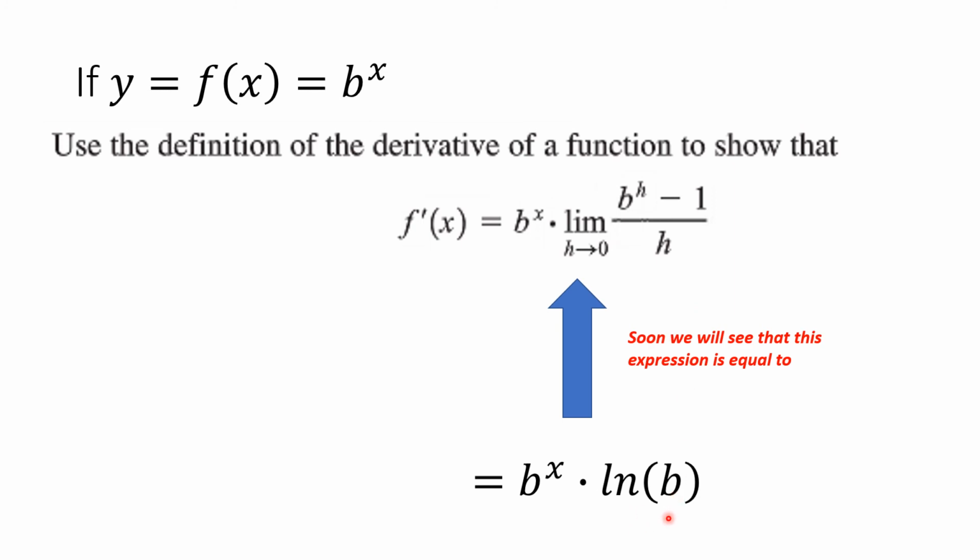But now we have another result for exponential functions. If y equals f of x is equal to b to the x, then f prime of x is equal to b to the x times the natural logarithm of b. Notice that if I let y equal b to the x, and b is e, the natural logarithm of e is 1. And so this is consistent with what we did.